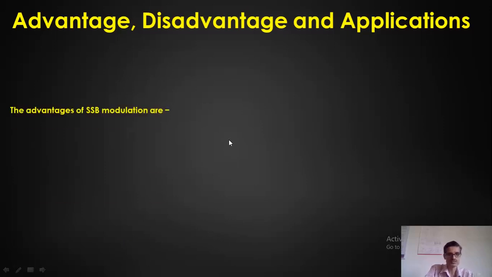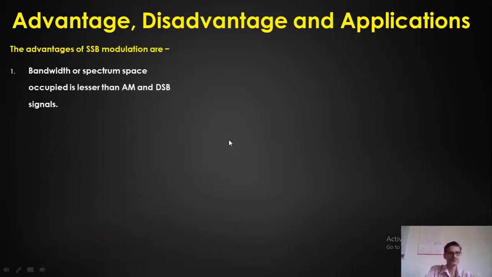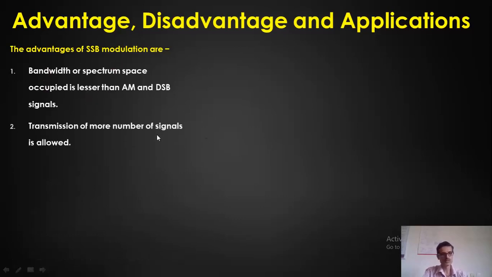I'll start with the advantages. What is the advantage? As you know already, we are going to save a lot of bandwidth. The bandwidth here is just W hertz. The second point is that more signals can be transmitted, because out of the overall transmission bandwidth, my signal takes less space. That means more signals can be accommodated and multiplexed and transmitted over the channel.